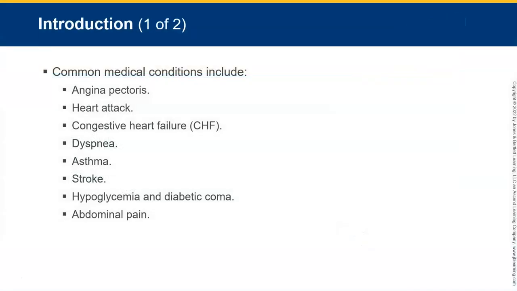Now, introduction. Some of the things we're going to talk about: angina pectoris. I know what you're thinking. Curtis, wait a minute, I didn't take a foreign language class. I don't even know what you're talking about. Lucky you, though, we can figure this thing out. Angina is pain. Pectoris is chest. So we're talking about chest pain.